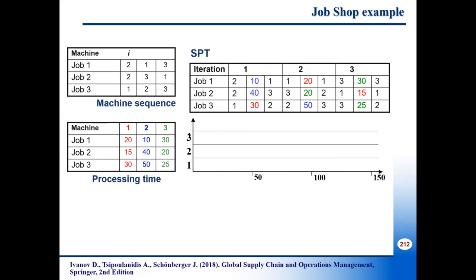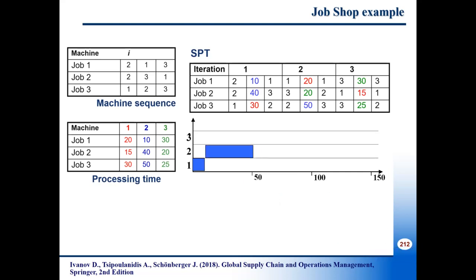After we complete our SPT table, we transfer the information in our SPT table into our Gantt chart. The first bar that we would like to put into our Gantt chart is job number 1 at 10 minutes to be processed by machine number 2. And then the next in sequence will be job number 2 to be processed by the same machine, that is machine number 2, at 40 minutes.